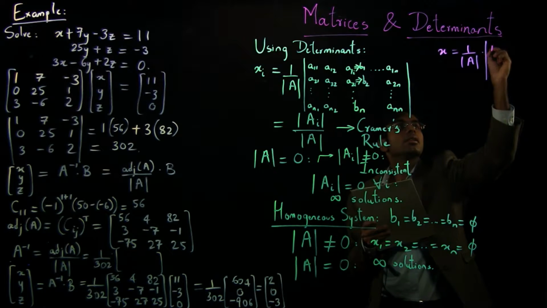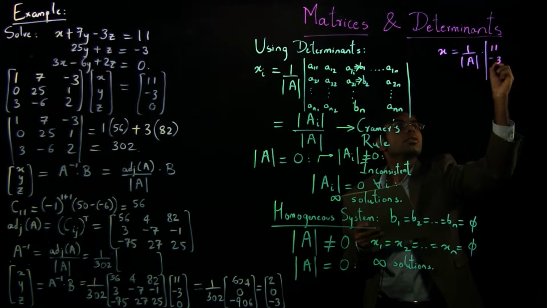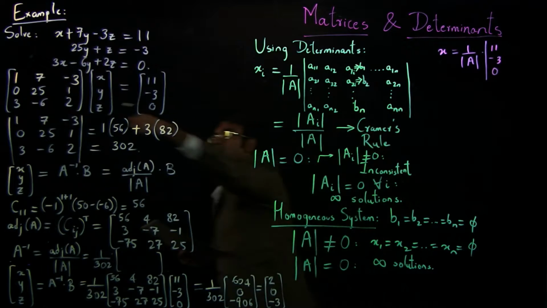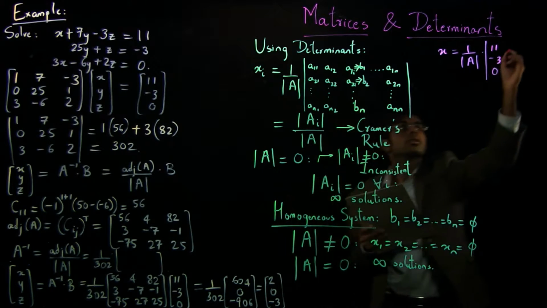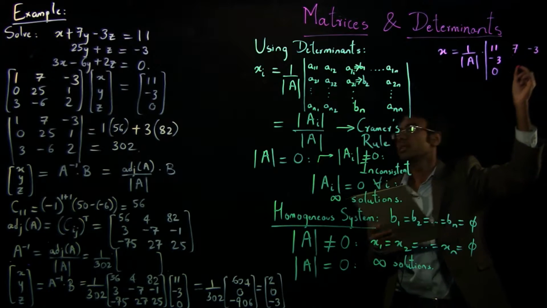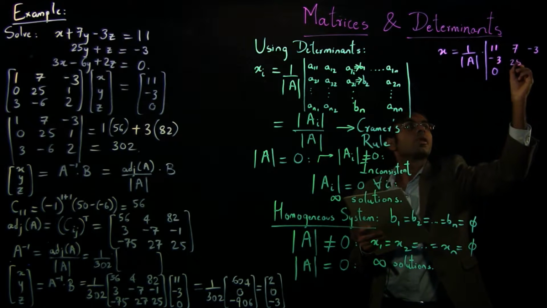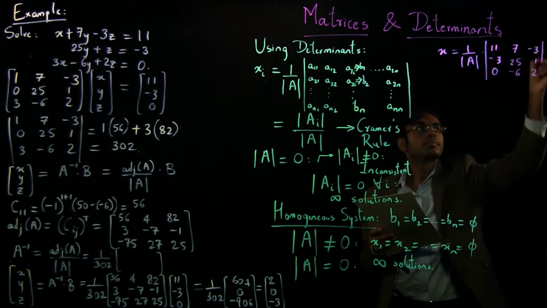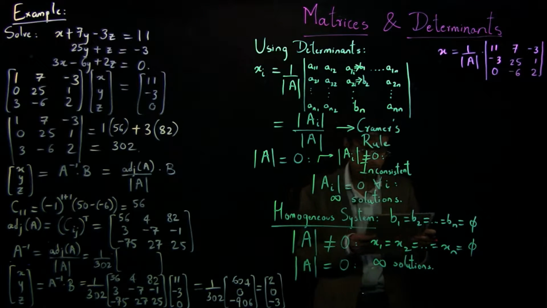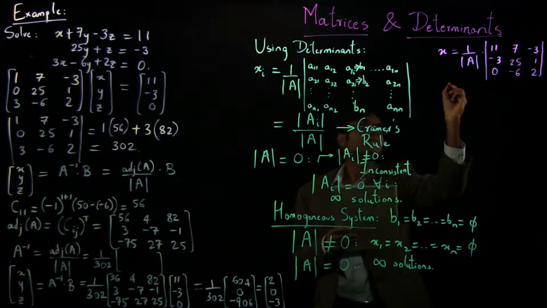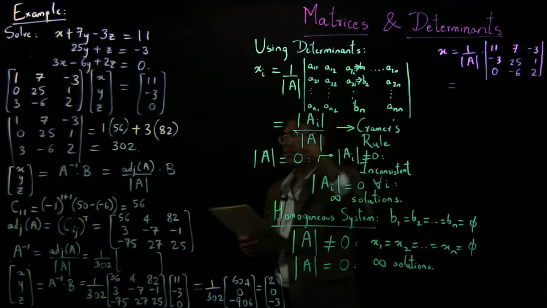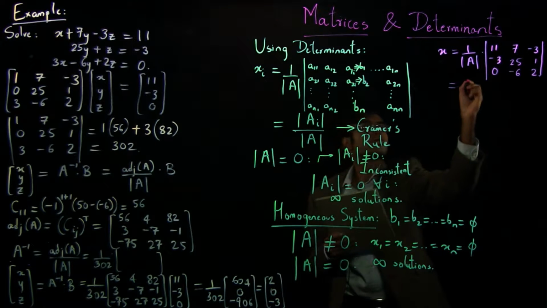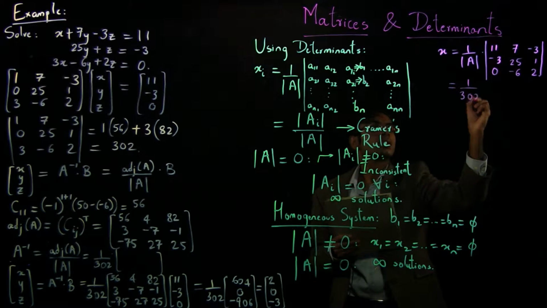So that is 11, minus 3, 0, and the rest of the A matrix stays unchanged. So that is 7, minus 3, 25, 1, and minus 6, 2. And determinant of A, since I've already calculated it here, I'm going to use that value, 1 over 302.